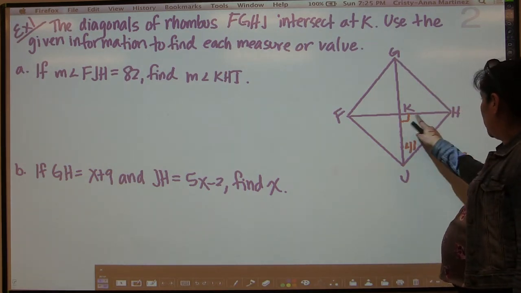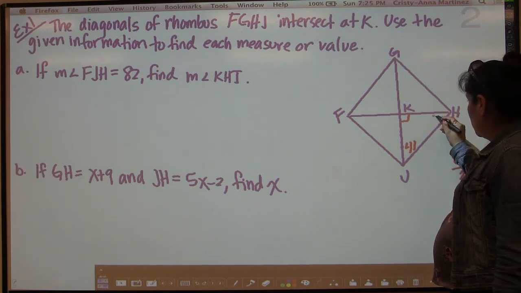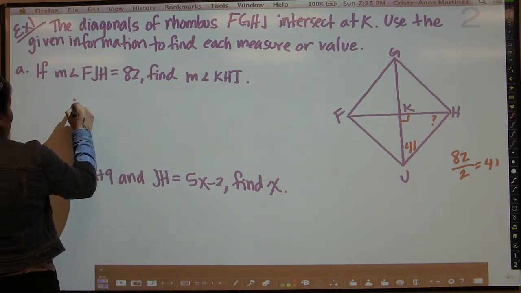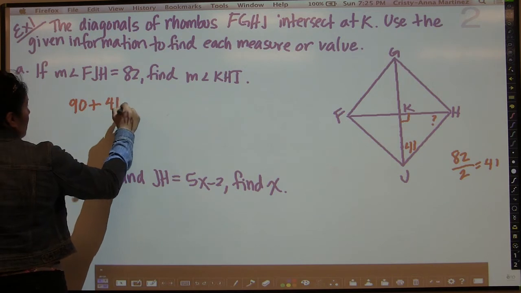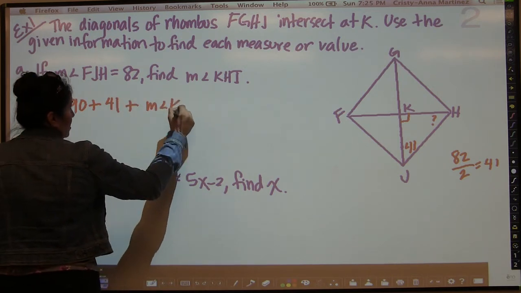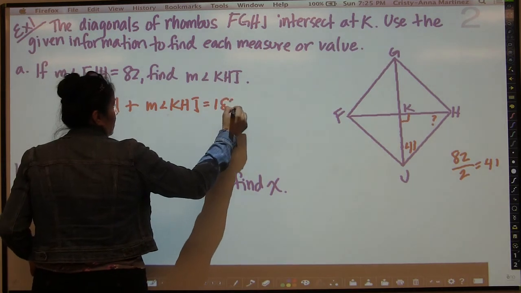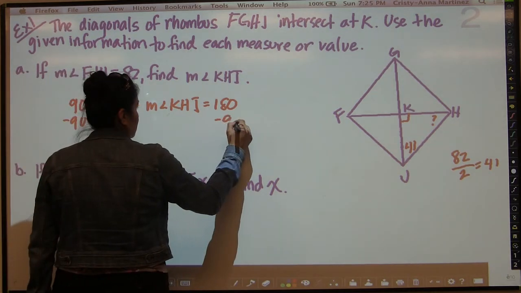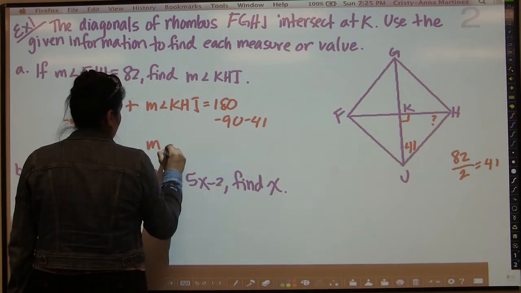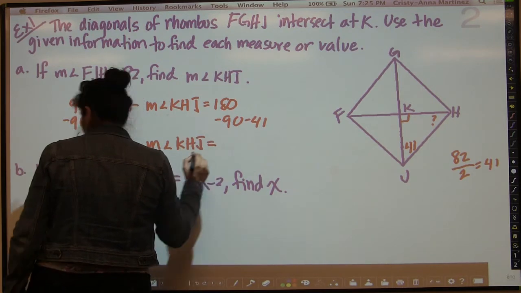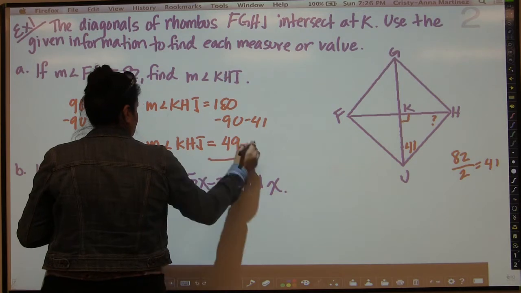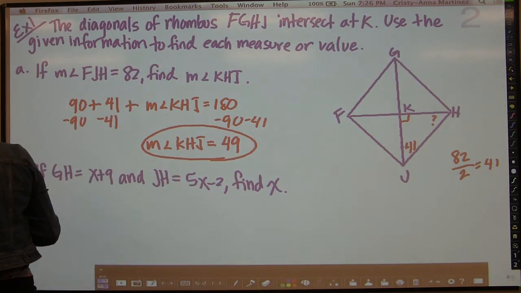And they want KHJ, which is this angle right here. This is the one in question. So we would have to take 180. Well, we know that 90 plus the 41 plus the measurement of angle KHJ should equal 180. If we take the 90 and the 41 away from the 180, then we get our answer. The measurement of angle KHJ is going to equal 49. And that is how the cookie crumbles for that one.